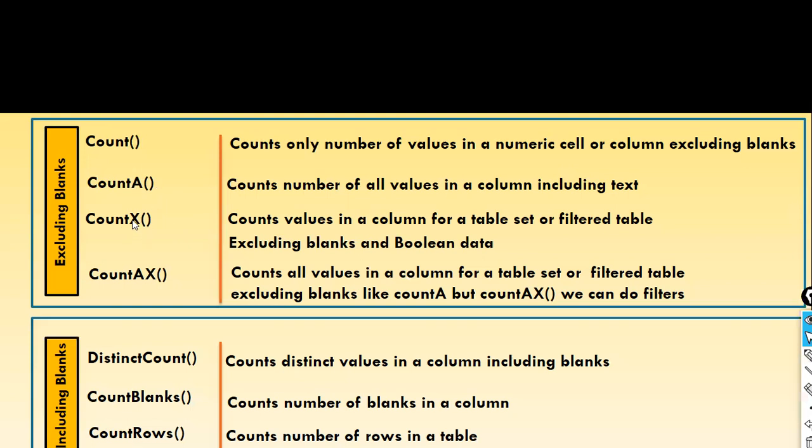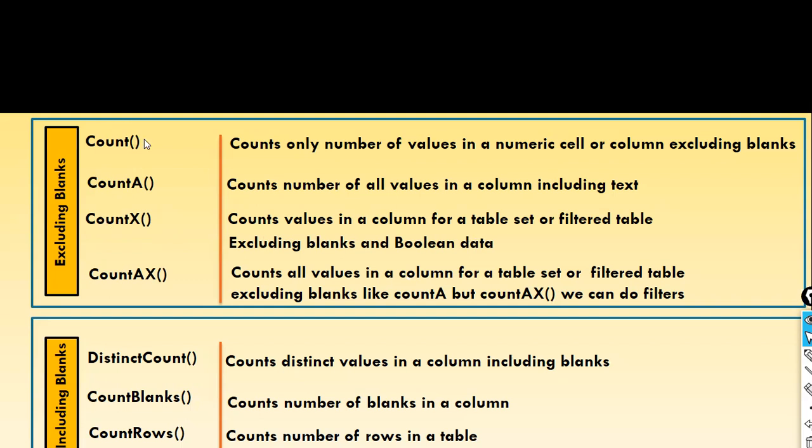We're talking about COUNTX. The functions that end with X are called iterative functions. So whenever you use a function that ends with X, it iterates row by row. It goes to each and every row, and then it evaluates your expression if you have used any expression, and then it returns the value for each and every row.